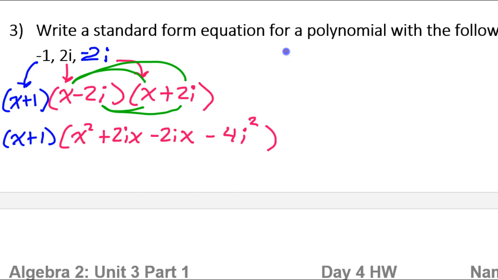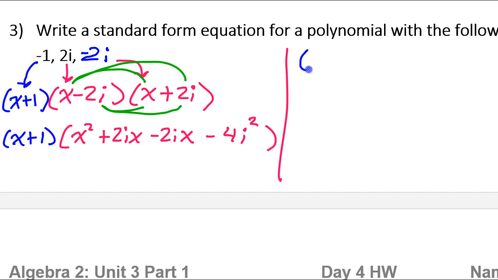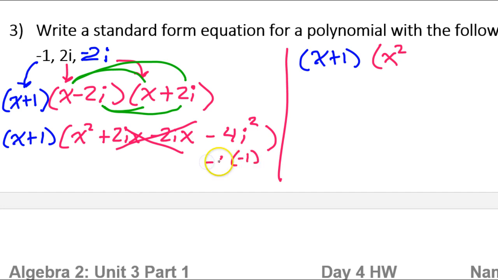So what's going to happen now, guys? I'm going to just recopy my x plus 1. This cancels out. So I just have x squared. I squared is negative 1. So this is like having negative 4 times negative 1. So that's why this is going to become a positive 4. So in the end, when I did x minus 2i times x plus 2i, the middle part canceled out, all the i's canceled out, and I just have x squared plus 4.